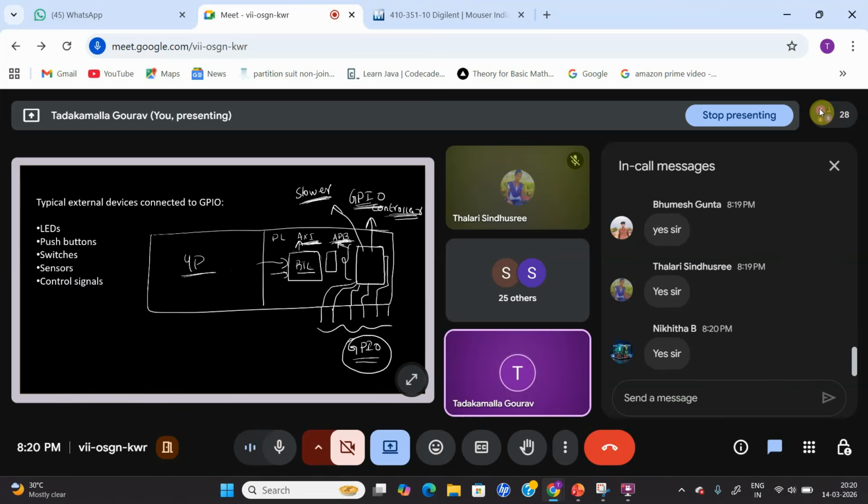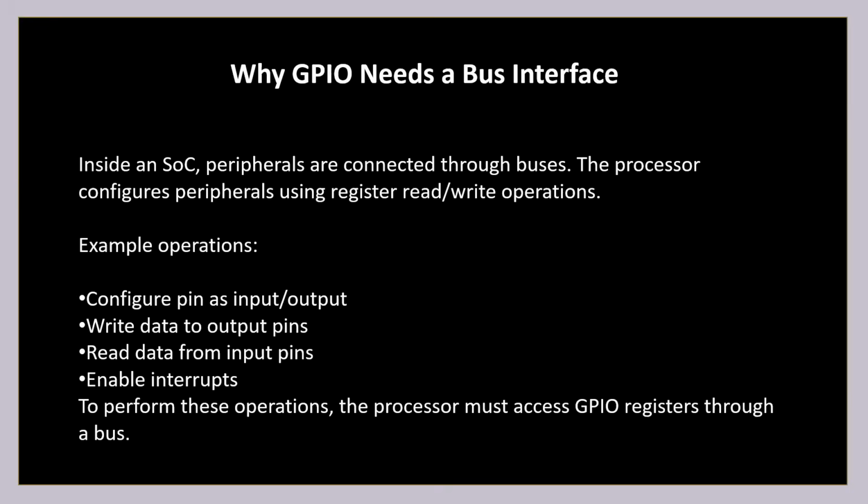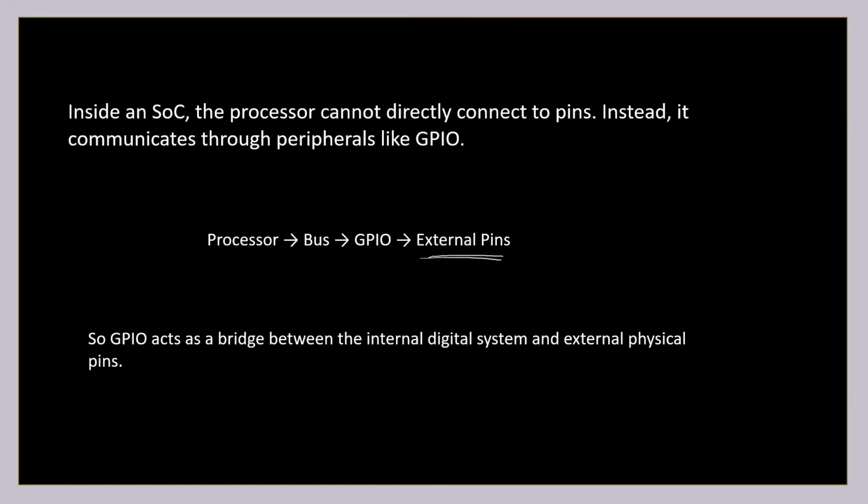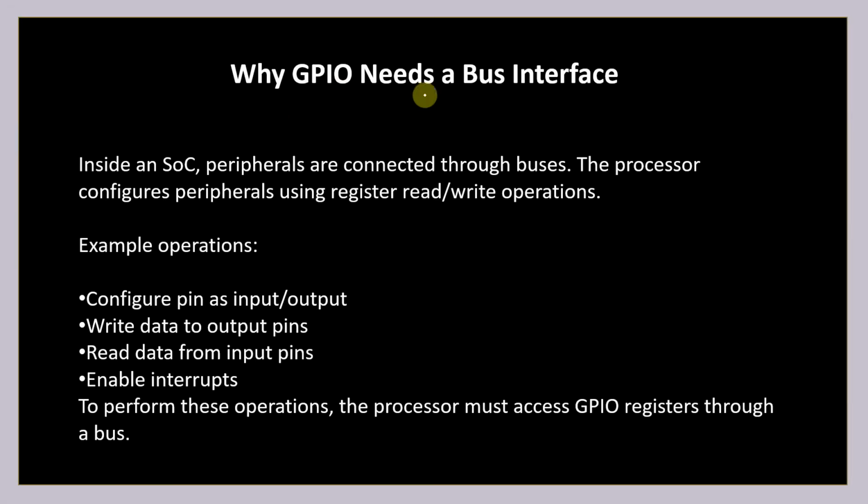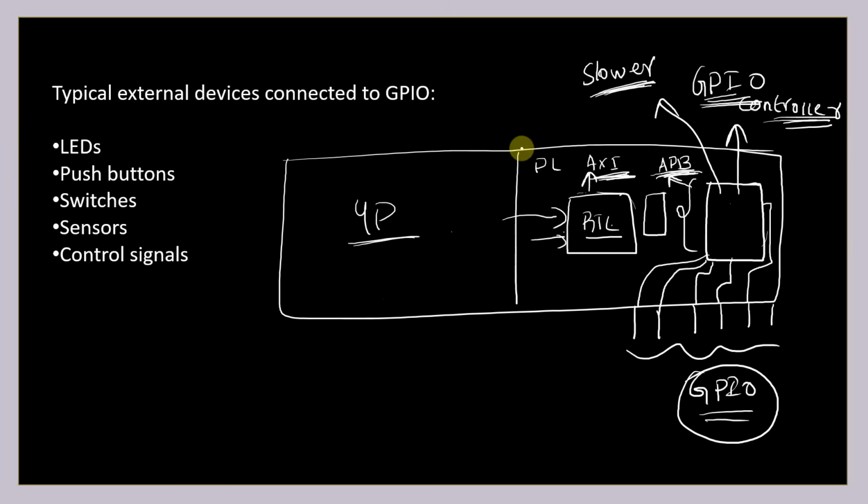Yeah. So coming back to our discussion, inside a SoC, this is what we have seen. Why do GPIO pins need a bus interface? Inside an SoC, peripherals are connected through buses, and the processor configures the peripherals using register read or write operations. For example, configure a pin as input or output, write data to the output pins, read data from the input pins, or enable interrupts. So what is this? Let us try to understand.